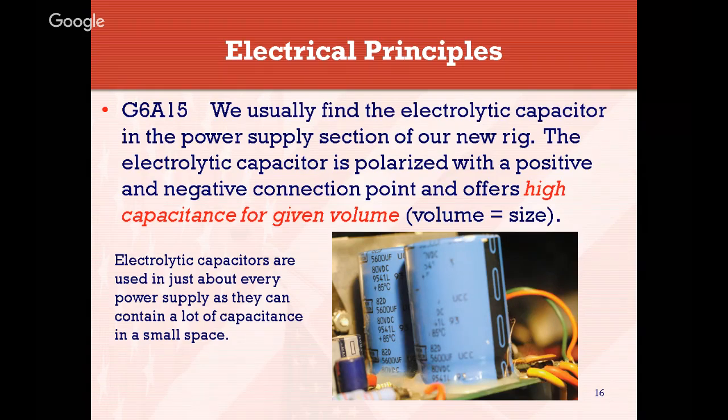So the electrolytic capacitor being polarized offers high capacitance for a given volume. Okay, volume equals size. So they do hold a fair amount of capacitive charge to better smooth out the DC component. Without these capacitors and without the inductors, even a full wave bridge rectifier, you'll have a little bit of ripple in the signal, not really smooth. With that little ripple, it could also cause a little bit of noise in your receiver, and also project some noise out on your transmitted signal.